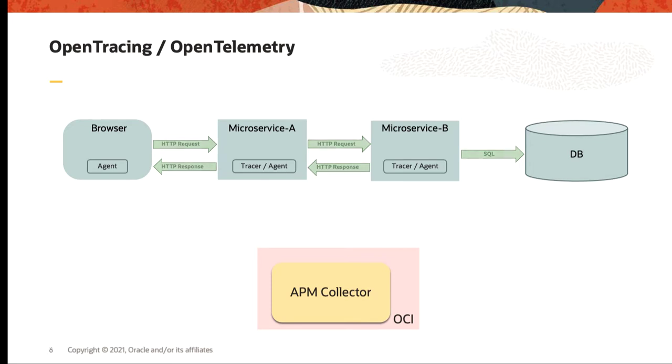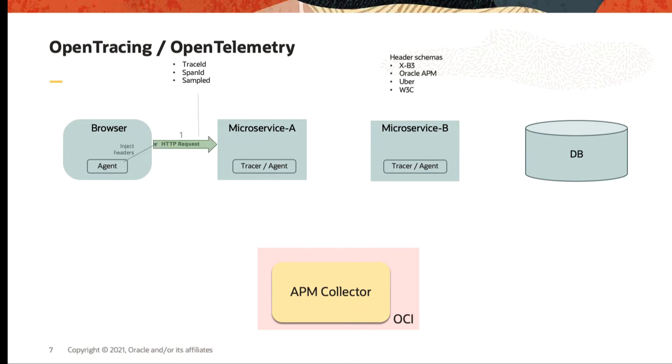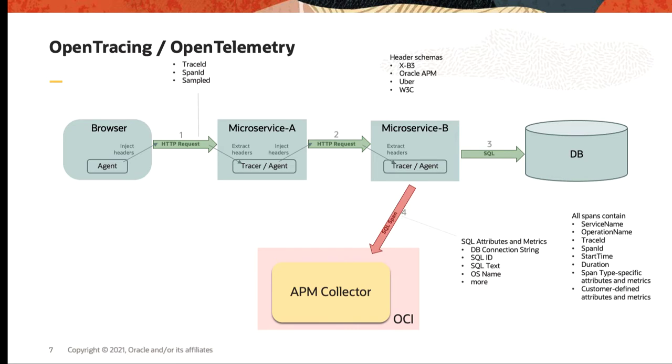When a transaction starts, in this case an AJAX call from a browser, the tracer injects trace ID and span ID to the HTTP header. The next tracer extracts the IDs and injects the same trace ID and new span ID to the downstream call, and so forth. Once the last step in the transaction returns, in this case the call to the database, the tracer sends the data to the APM service.